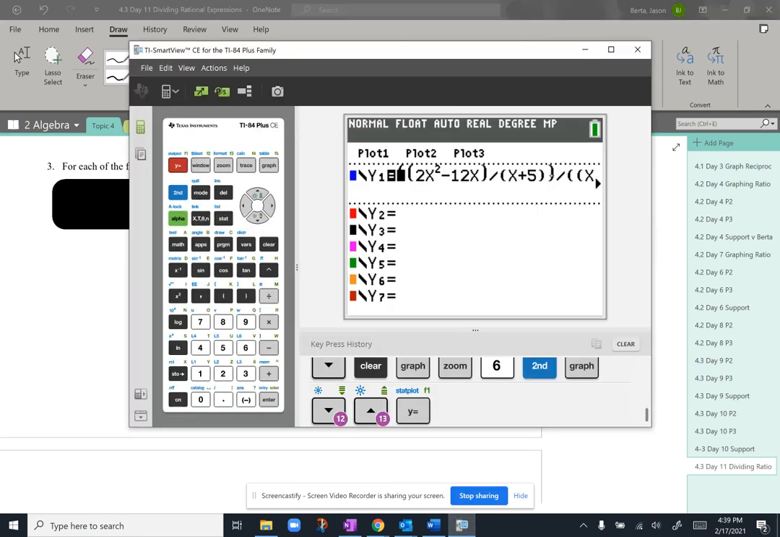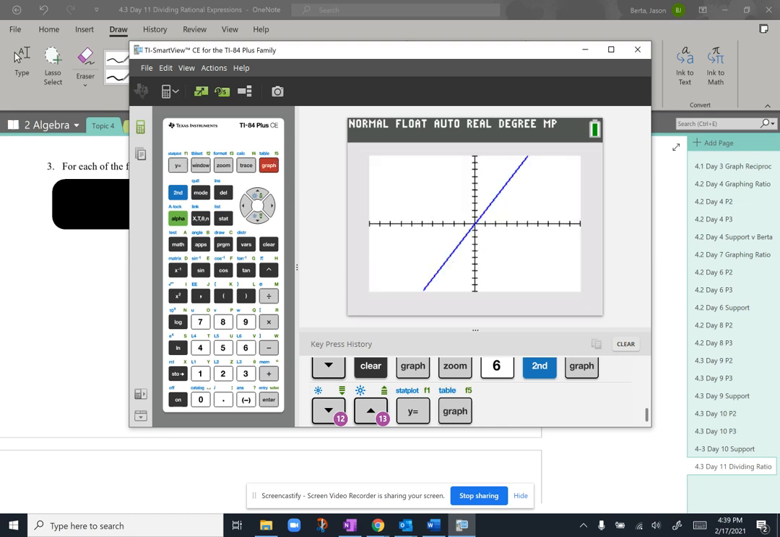I've put in the original function into my graphing calculator. Now, if this simplifies to just 2x, we would expect that that would be a straight line with a slope of 2. So I'm going to hit graph, and that's what we get. That's a straight line with a slope of 2.